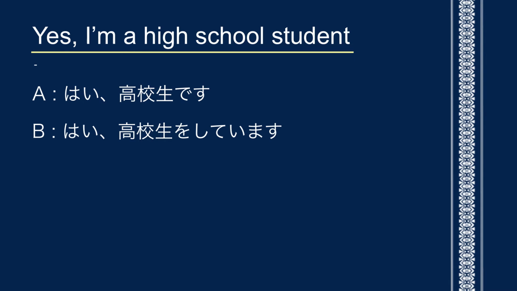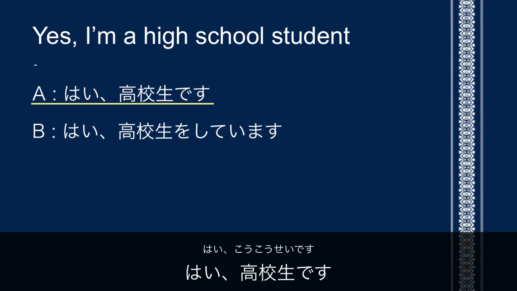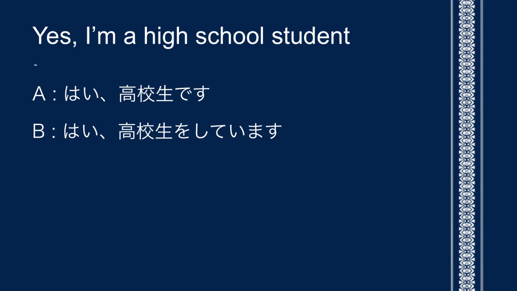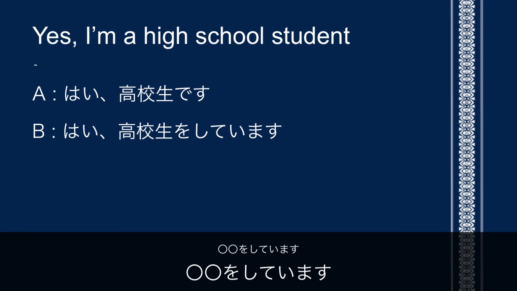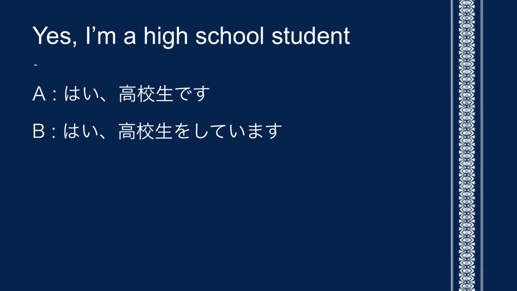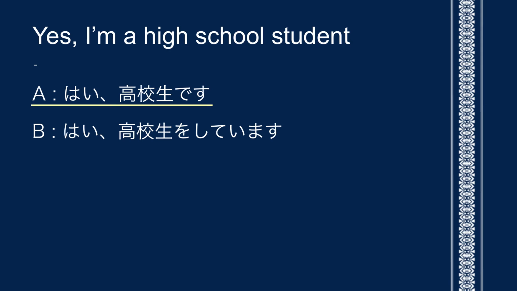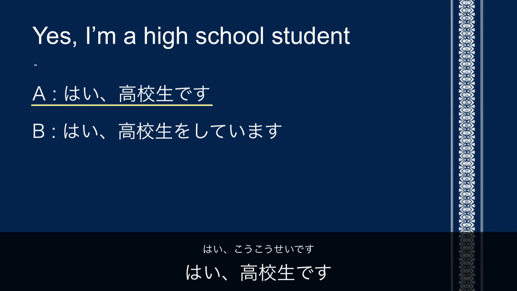The seventh sentence is that Yes, I'm a high school student, and the options are here. はい、高校生です。はい、高校生をしています。This question might be tricky. をしています is used when you introduce your job, but there are some Japanese people who say 高校生をしています。However, it sounds a little bit unnatural. So when you say I'm a student in Japanese, it's better to use this. Then this sentence is correct. はい、高校生です。Yes, I'm a high school student.